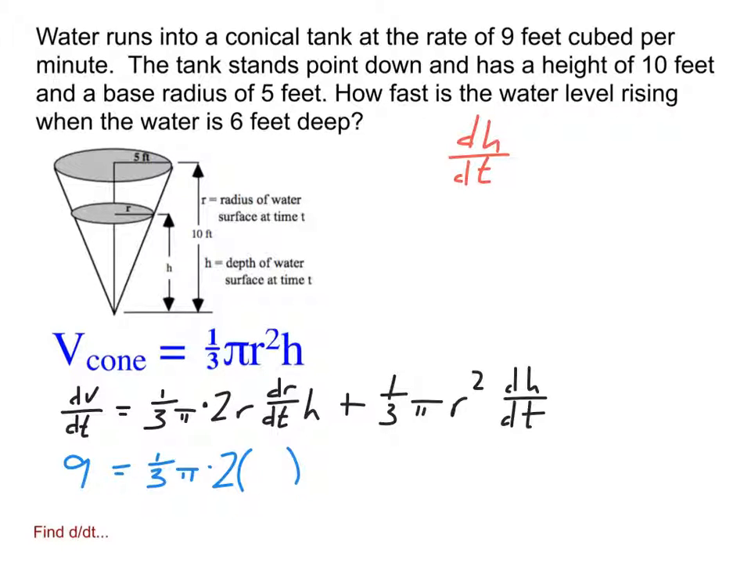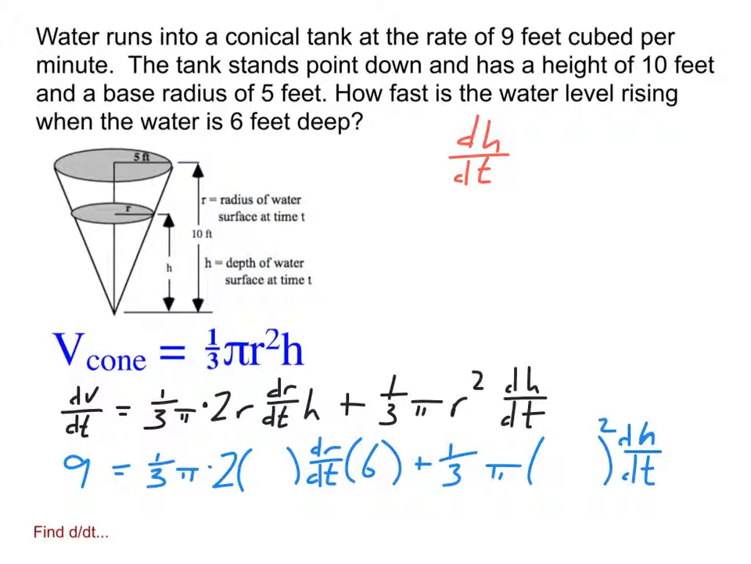Can we just use the ratio to figure out dr over dt? No, I'm afraid it doesn't work quite that way. So at the moment, I'm just going to leave that as dr over dt times h, when the water is 6 feet deep. So we know that part, so we know h. Oops, let's actually plug it in. There we go. Plus 1/3 pi times the radius, which I don't know yet, dh over dt.